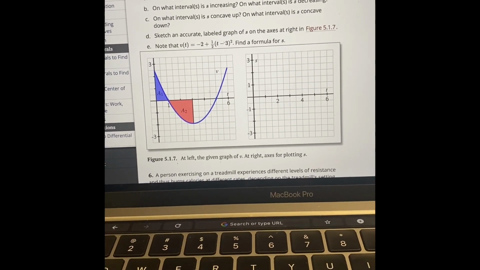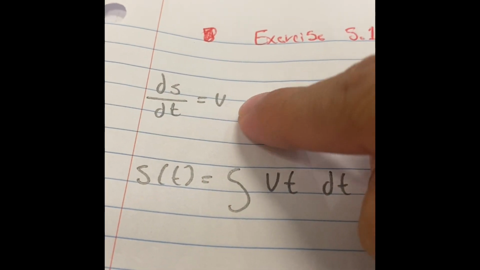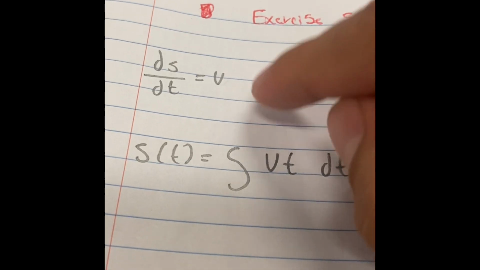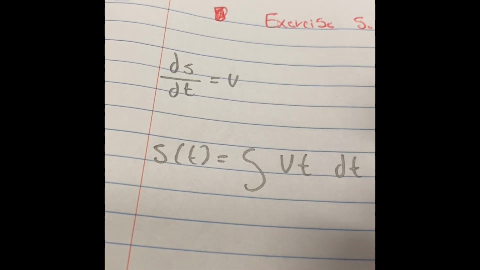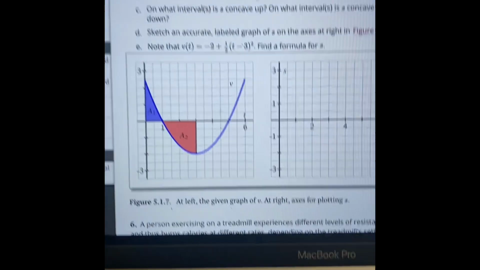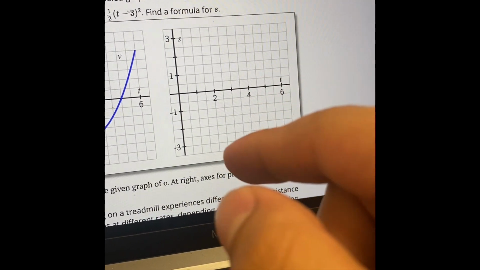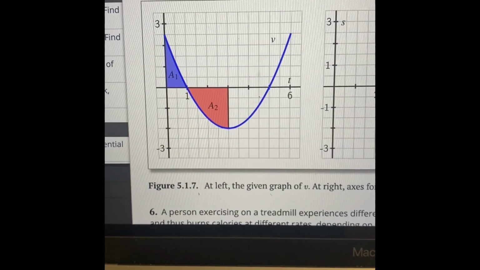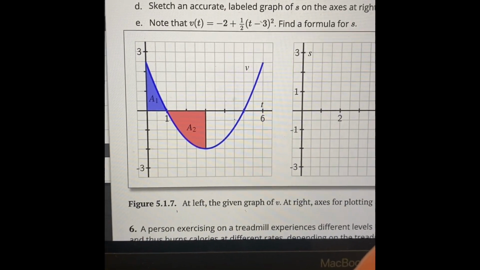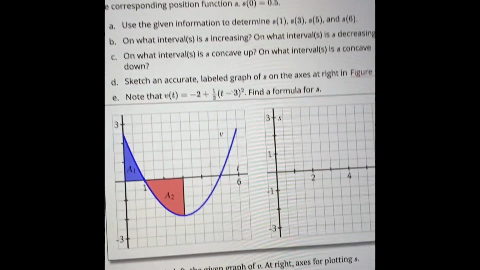So we know that the derivative of s is equal to v. We also know that s of t is equal to the antiderivative of v of t. So the graph that we're going to graph there of s of t is going to be the antiderivative graph of v of t. They're also giving us that the starting point of s of t is 0.5.